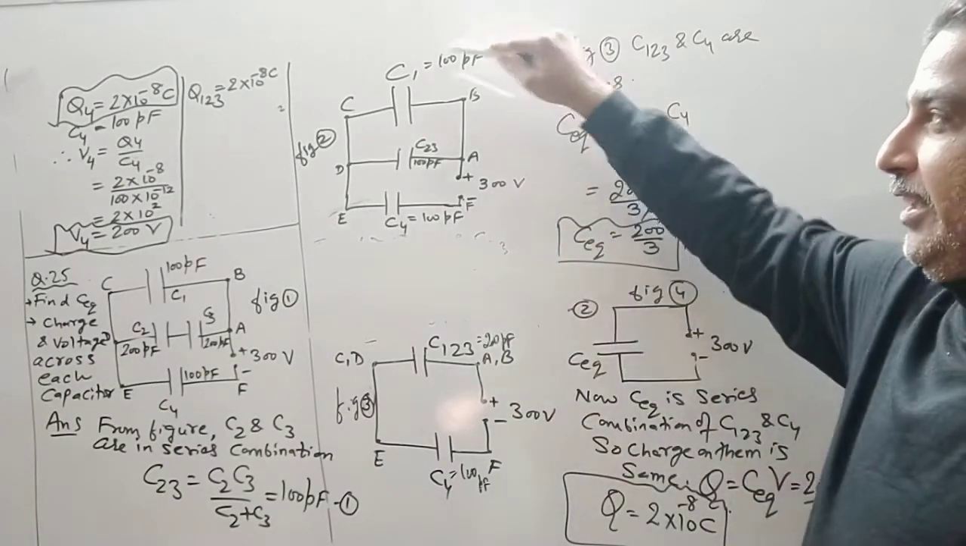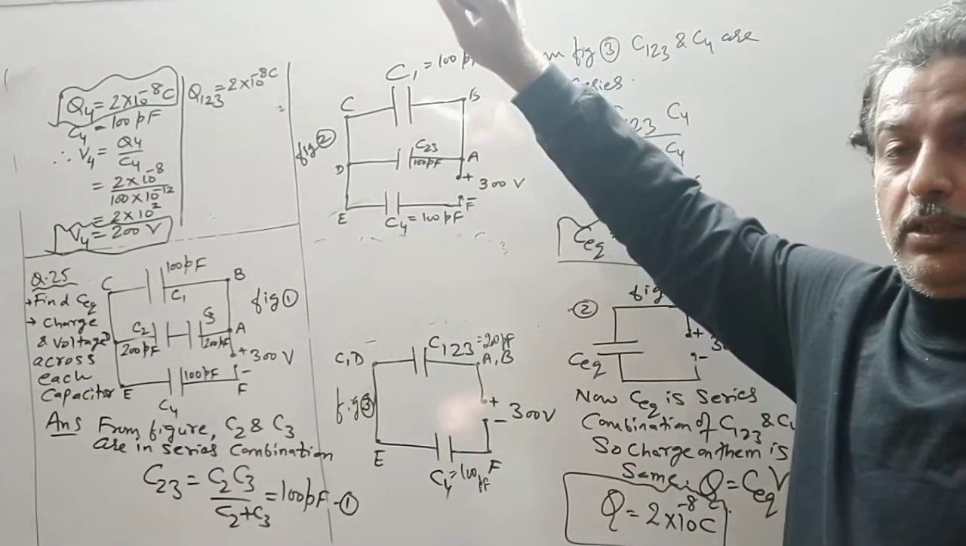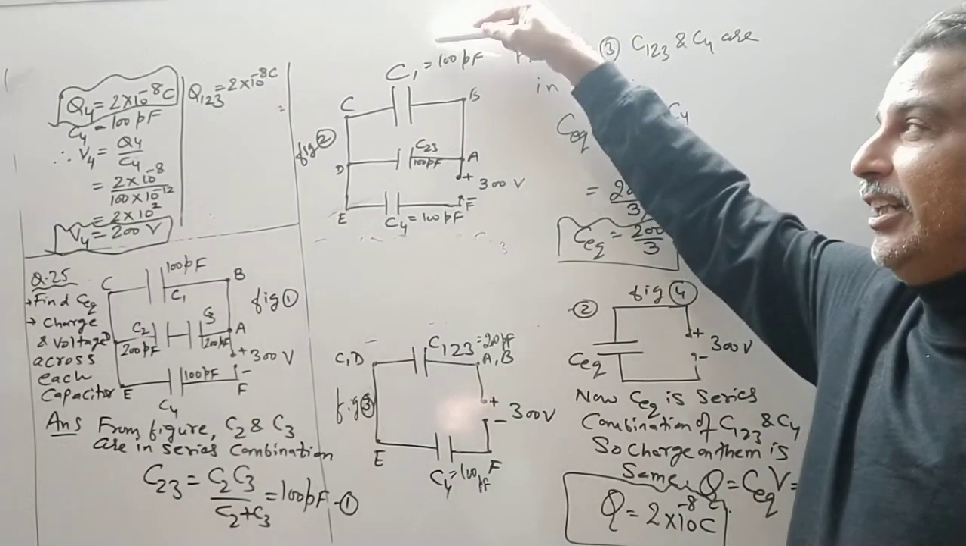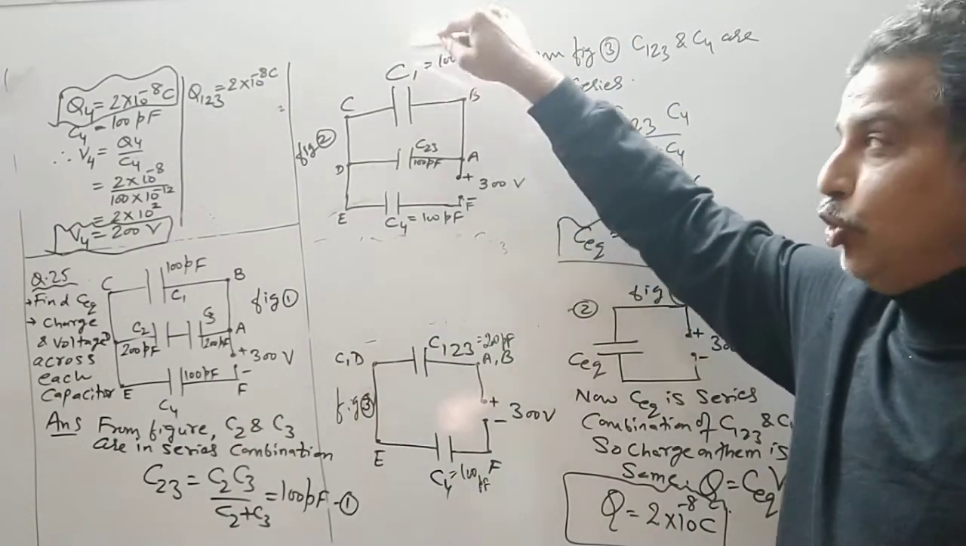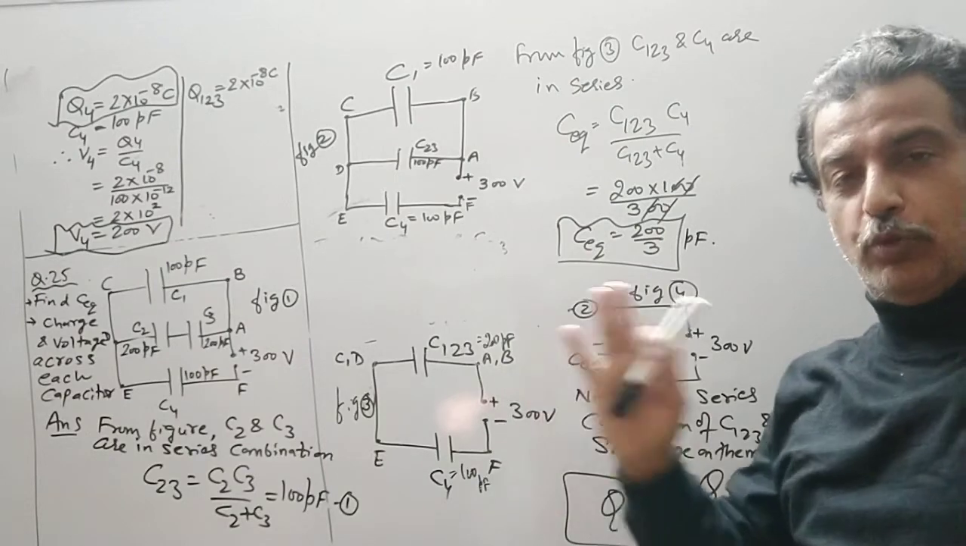So V1 is 100 volt, C1 is known. So I can immediately find out Q1. This is one way.